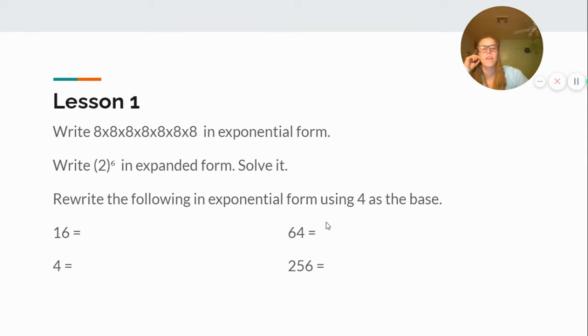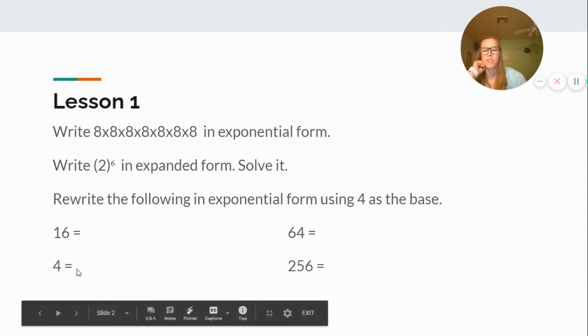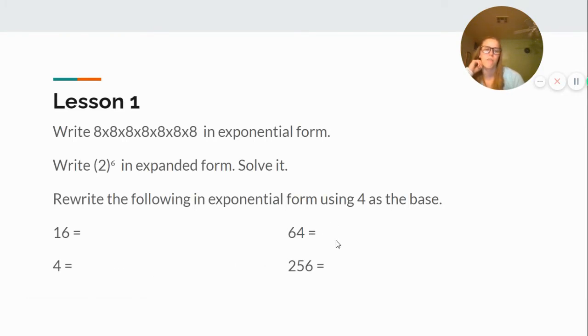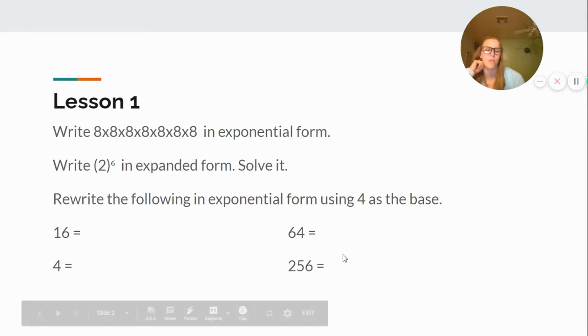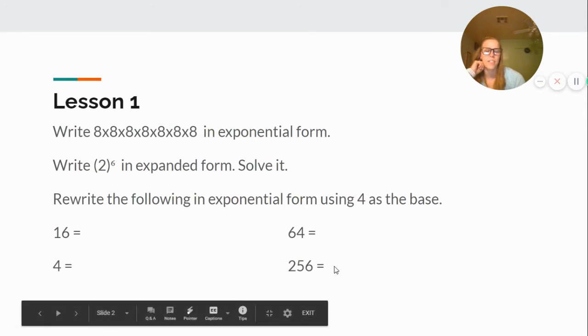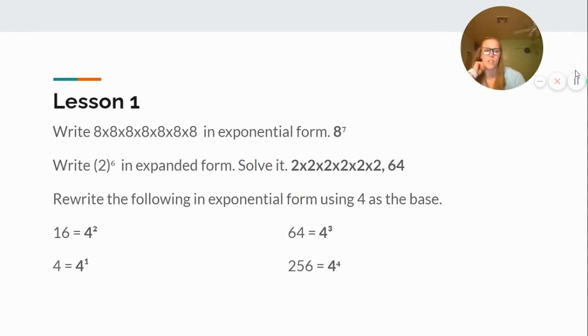And then rewrite the following in exponential form using 4 as the base. So 4 times 4 is 16, so 4 to the 2nd. 64 is going to be 4 times 4 is 16, times 4 is 64, so 4 to the 3rd. And 64 times 4 is 256, so 4 to the 4th. We can double check all our answers, and they are correct.